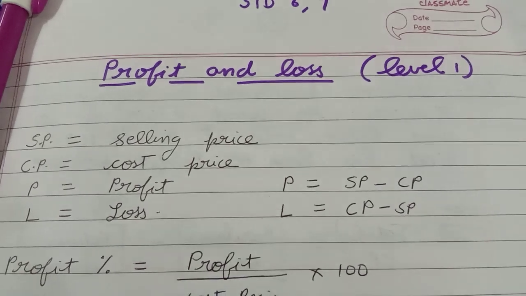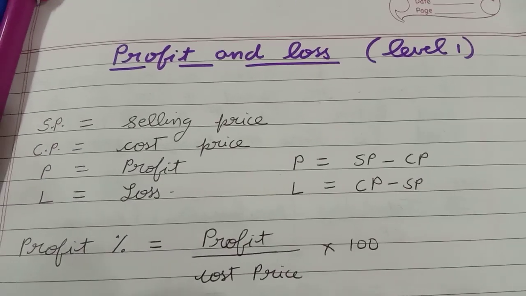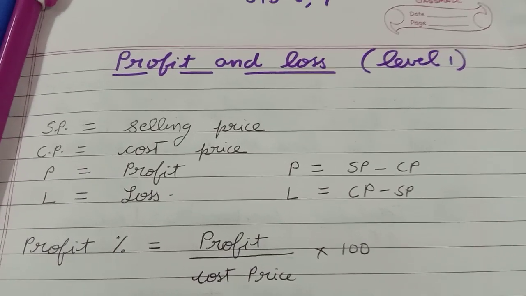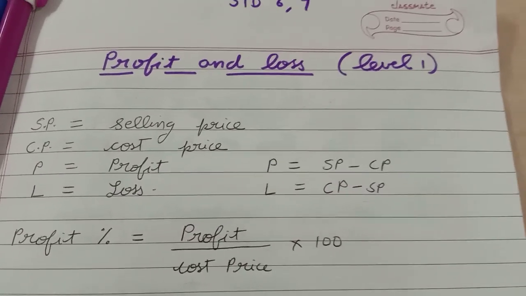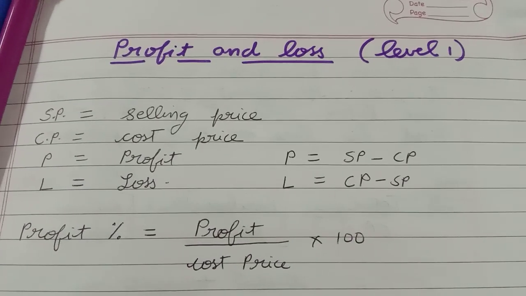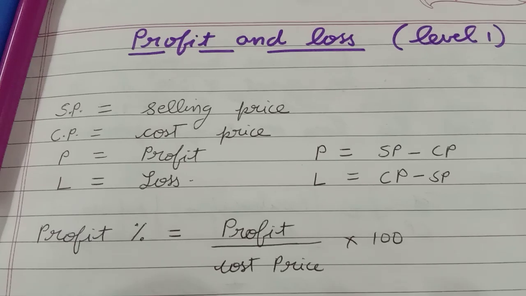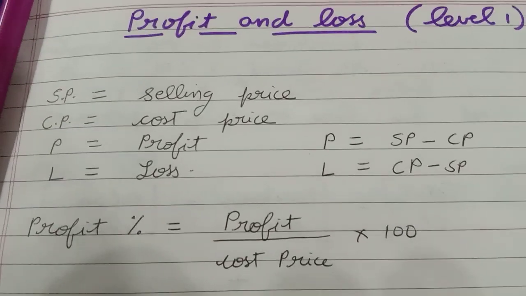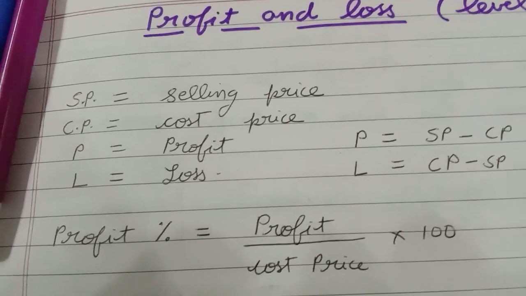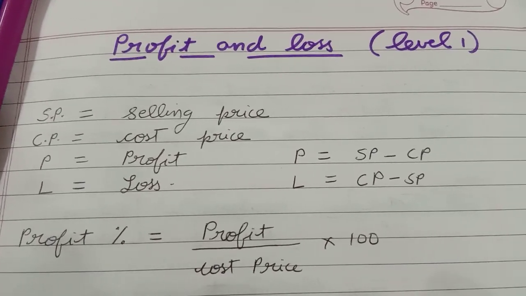Let us understand the basic concepts of profit and loss. It might look simple, but it's necessary to go through the basic concepts to make our fundamentals clear. SP stands for selling price, CP stands for cost price, P as profit, and L loss.